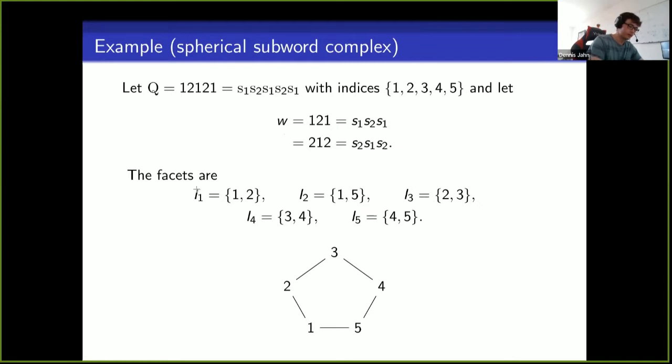For example, if we have facet I1, we delete positions 1 and 2, and what remains is a reduced expression 1, 2, 1 for our element. Similarly for I2, if we delete the first and the last position, what remains is 2, 1, 2, another reduced expression. If we draw this as an abstract simplicial complex, then we have the vertices given by indices 1, 2, 3, 4, 5, and the facets are just as written here, given by these edges. I call this example a spherical subword complex because you see this complex forms a one-dimensional sphere.